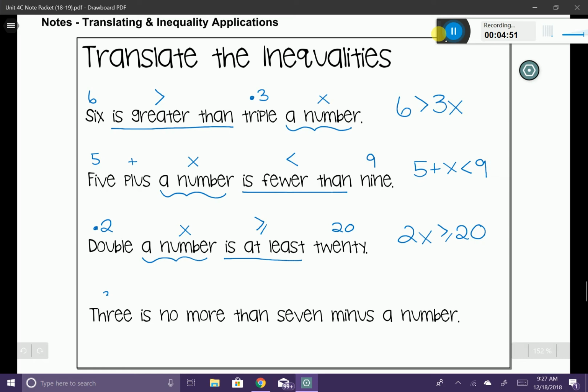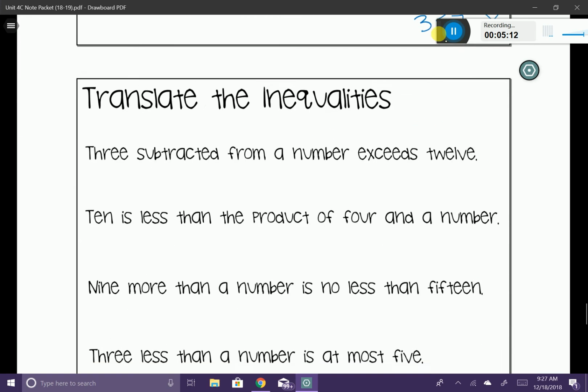3 is no more than 7 minus a number. So here we go. 3 is no more than. Is no more than is going to be our less than or equal to symbol. 7 minus a number. So here we go. 3 is no more than 7 minus a number. And we're done. Let's try a couple more.